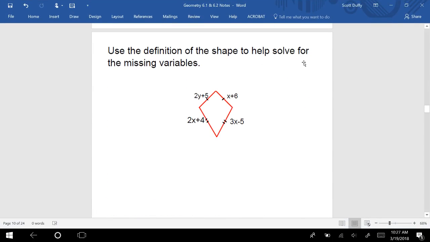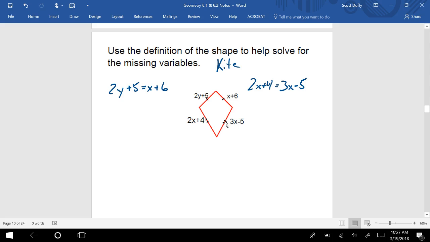Use the definition of the shape to help solve for the missing variables. So what I see is that these 2 sides are going to be equal, and then these two sides are going to be equal also. So this must be a kite. And what I'm first going to solve for is either y or x. I can write two equations right now. I can write that 2y plus 5 equals x plus 6, setting these two sides equal to each other. And then I can also write 2x plus 4 equals 3x minus 5, setting these two sides equal to each other.